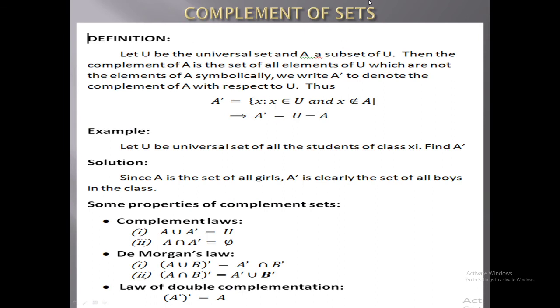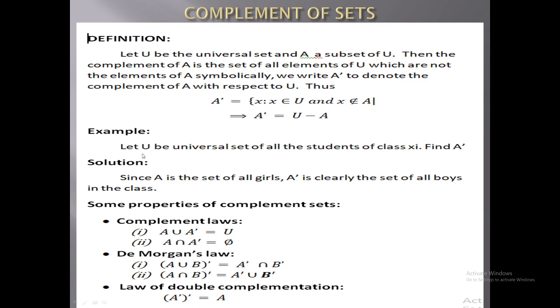Complement, that is, complement of sets. Let U be the universal set and A a subset of U. Then the complement of A is the set of all elements of U which are not the elements of A. Symbolically we write A' to denote the complement of A with respect to U. So A' = {x : x belongs to U and x does not belong to A}. We can write it as U − A.